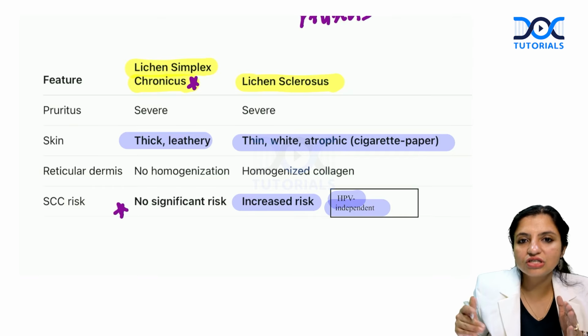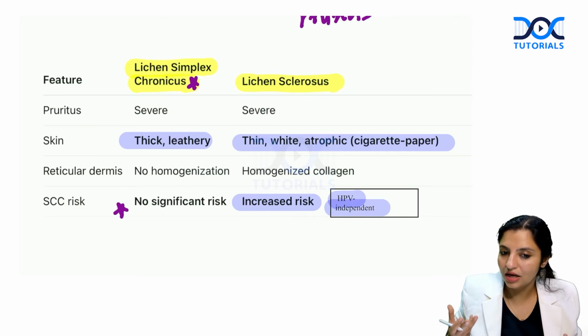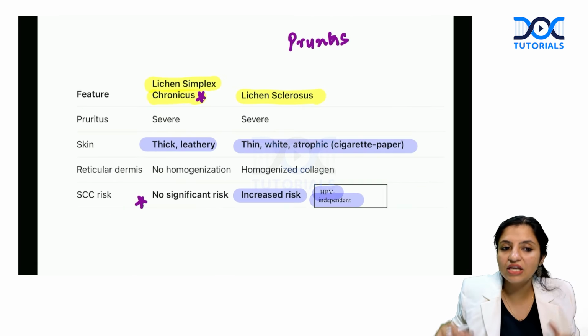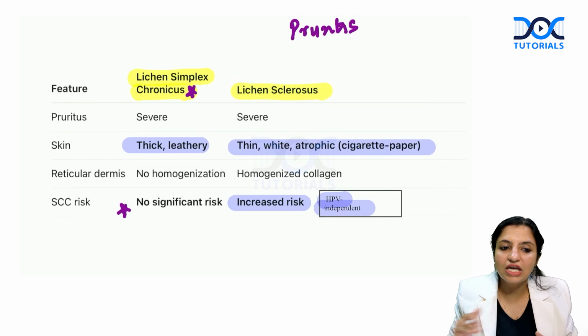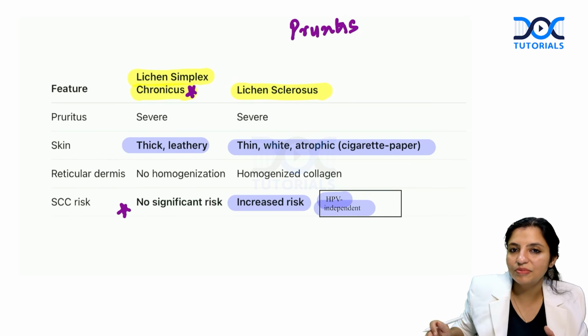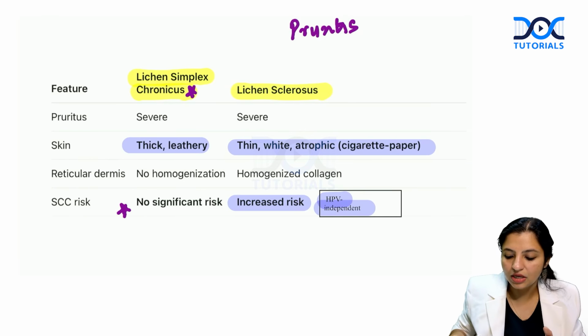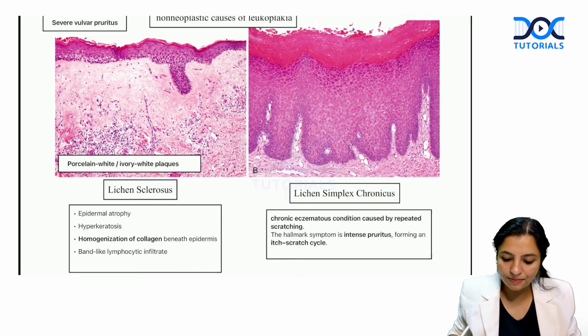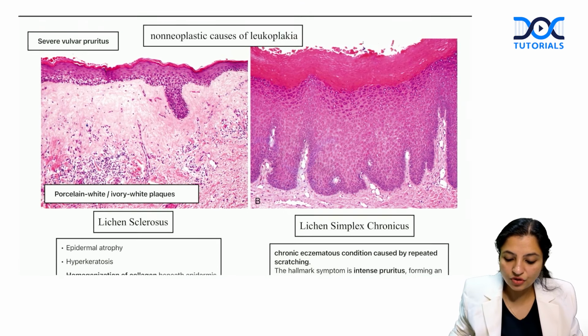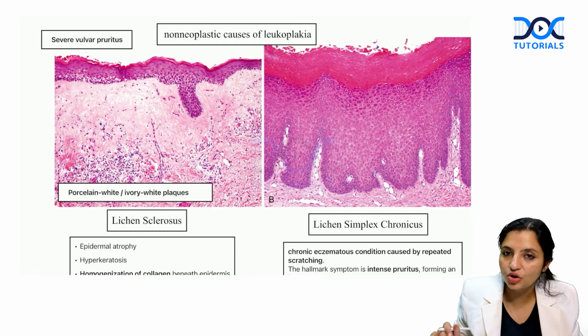So these two conditions are very pruritic lesions. They can be asked in any condition, so be very clear to differentiate these two: lichen sclerosus and lichen simplex chronicus. Okay. So now let's look at the images of both of them. If you look at the images, they are non-neoplastic causes of leukoplakia.